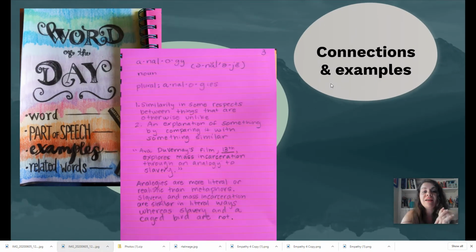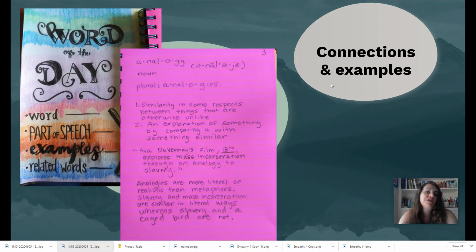All right, so an analogy. This is actually a literary term, but it is used more broadly than just in literature. The plural is analogies. It is a noun, and it means a similarity in some respects between things that are otherwise unlike. It also means an explanation of something by comparing it with something similar.